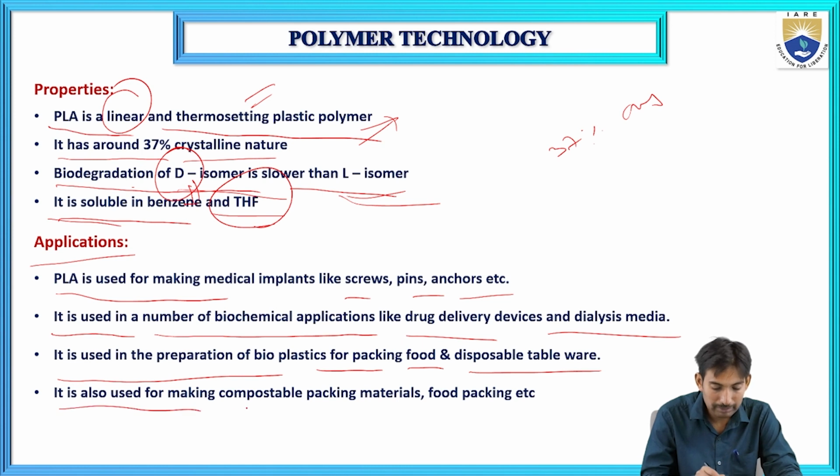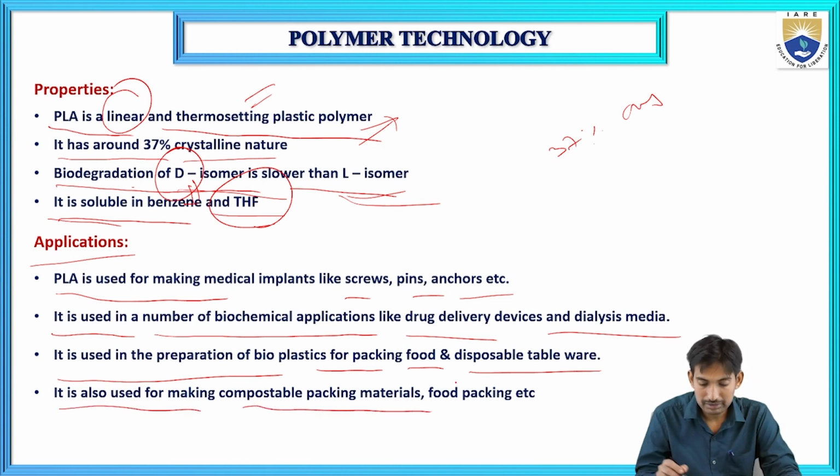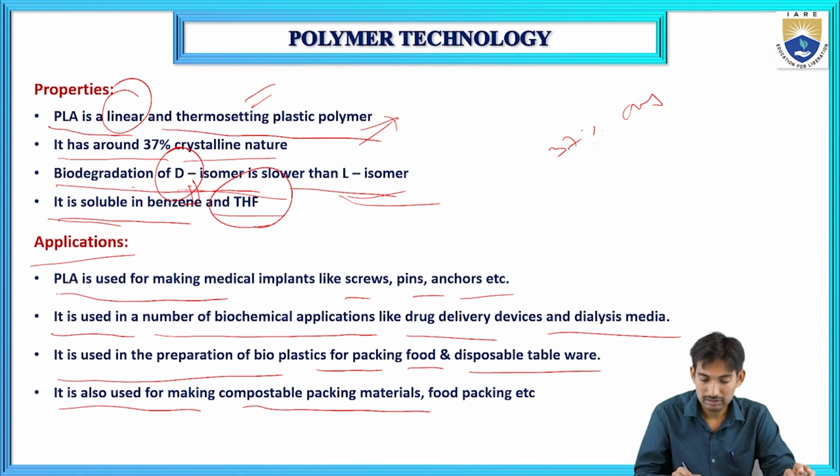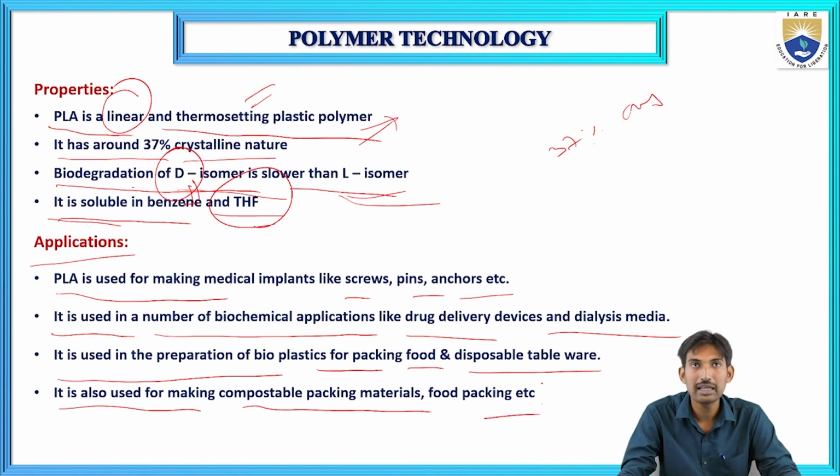It is also used for making compostable packing materials, food packing, etc. By using polylactic acid, we can prepare compostable packing materials and also food packing materials.